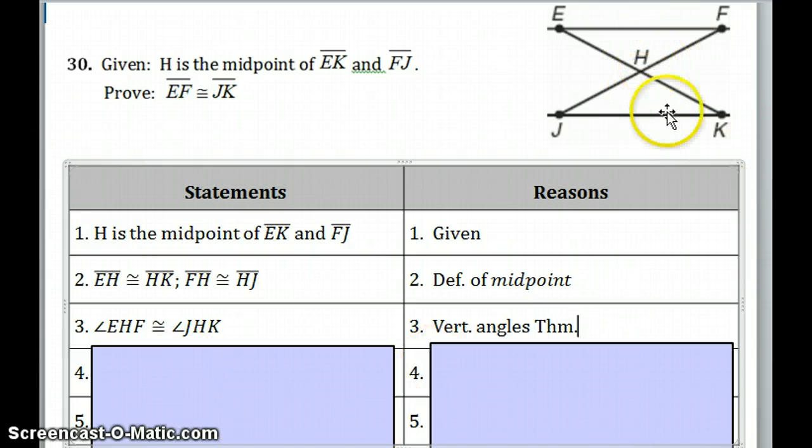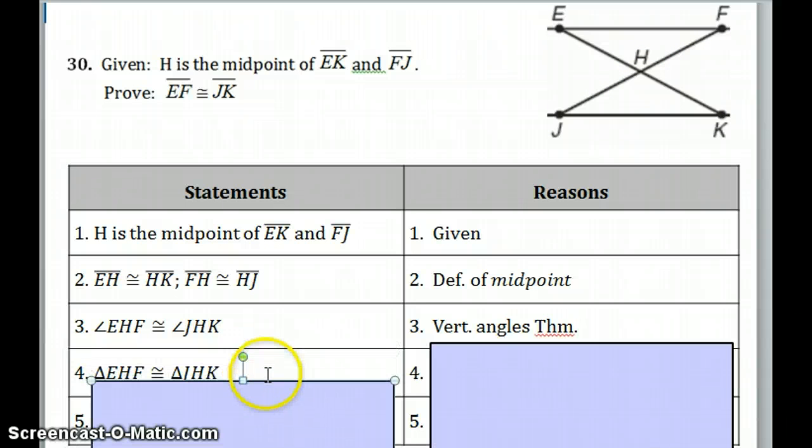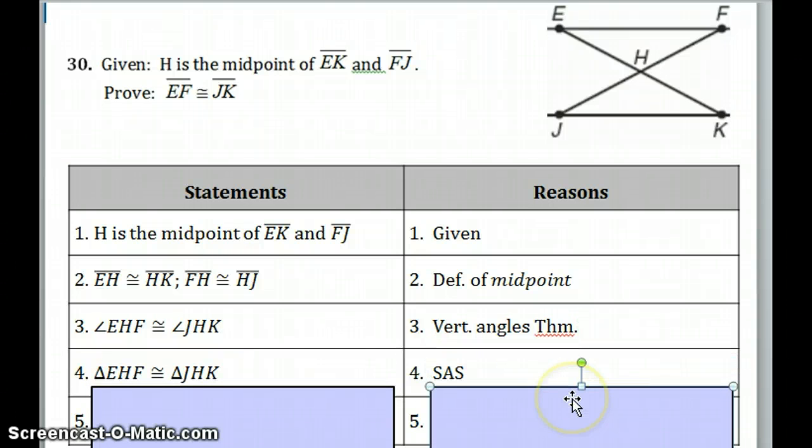And that's our pair of congruent angles, which are the included angles between the sides that we already said were congruent in step 2. So the triangles are congruent by side angle side. Since the triangles are congruent, their corresponding parts are congruent by CPCTC.